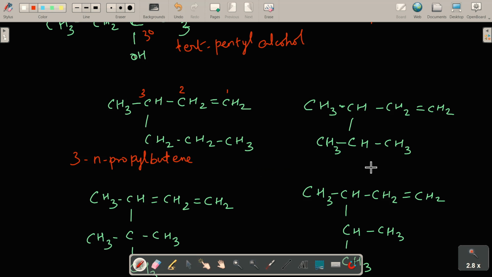Okay. Now we move on to this one. The same substituent is attached to a secondary carbon. This is also a propyl group, but it is attached to a secondary carbon. So again it is in the third position only. Numbering is 1, 2 and 3. So 3 hyphen, this is secondary propyl butene.